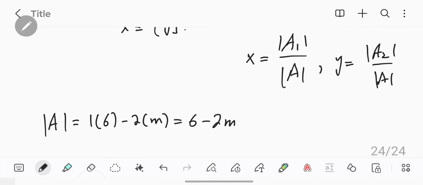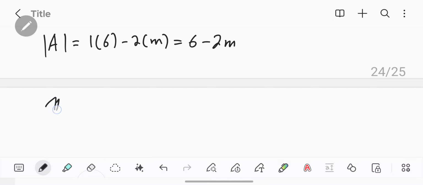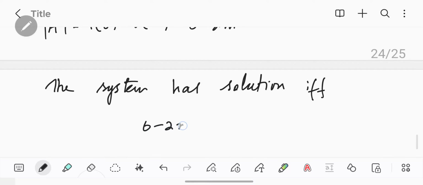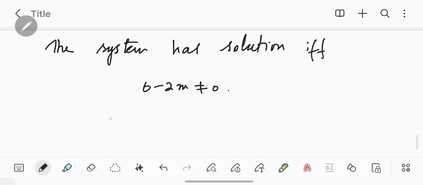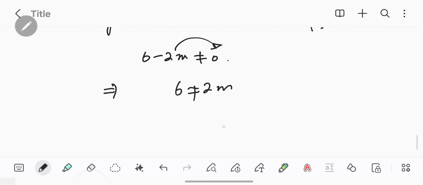We know that the system has a unique solution if and only if the determinant is not equal to 0. So 6 minus 2m is not equal to 0. What does that mean? 2m is not equal to 6. If I take this 2m here, it will be 6 is not equal to 2m, because here we have an inequality. If I divide both sides by 2, I will get m is not equal to 3.